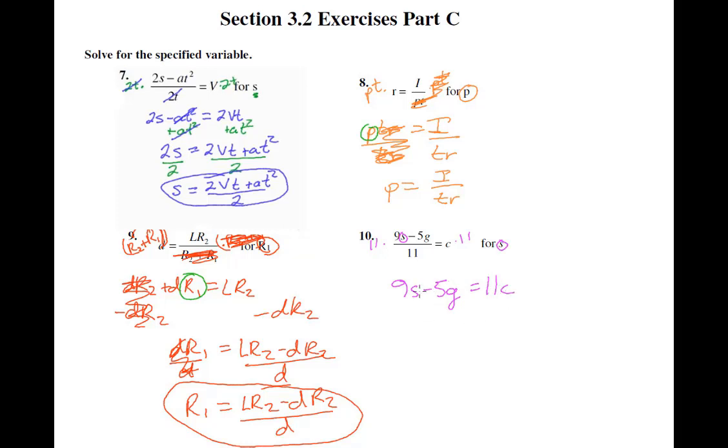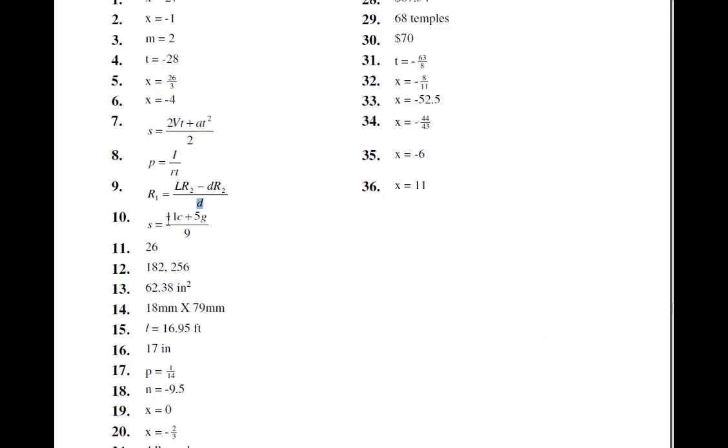Now we've got something that is added or subtracted over here, so we do the opposite. Add 5g to both sides, and we get 9s equals 11c plus 5g. And now the last step, multiplication. We divide by 9. Divide by 9. So we have s equals 11c plus 5g all over 9. Let's check that answer. 11c plus 5g all over 9. Good.